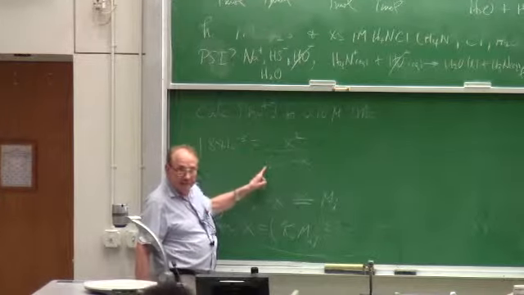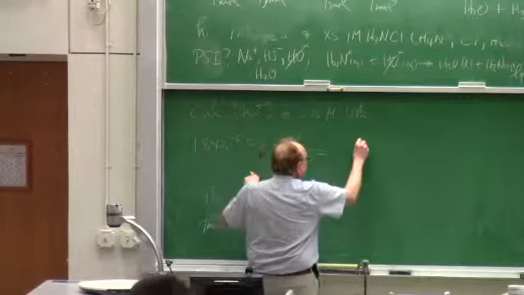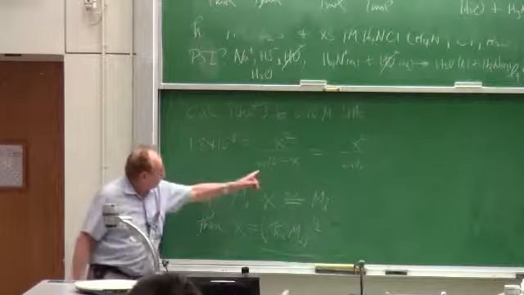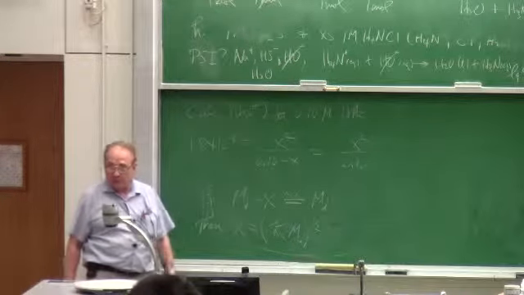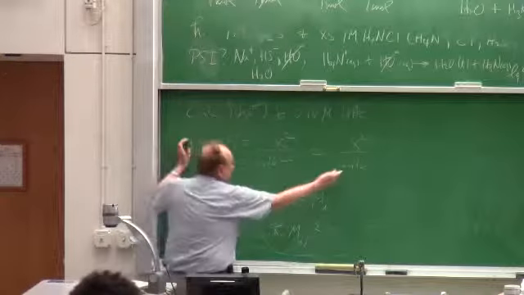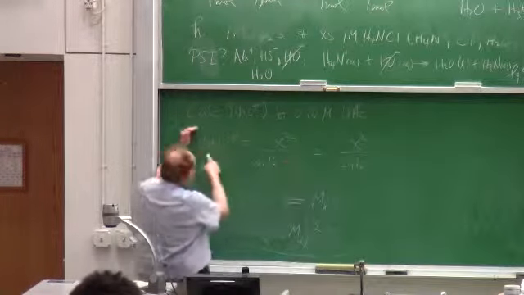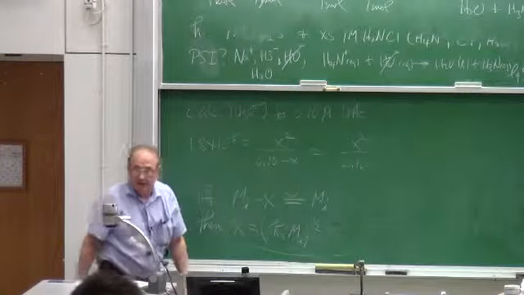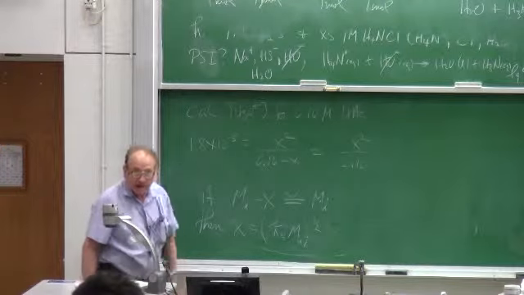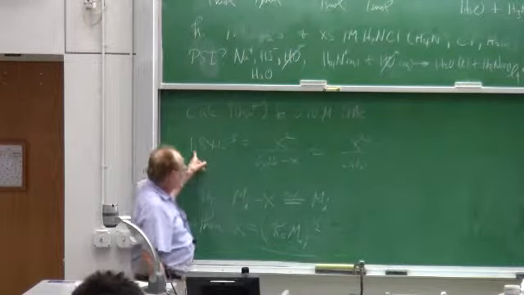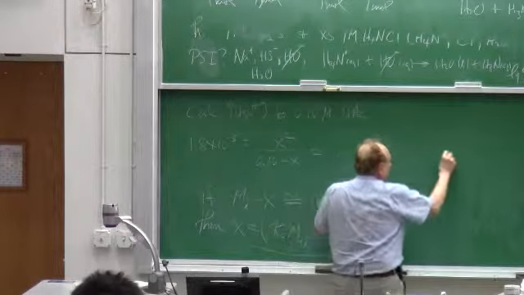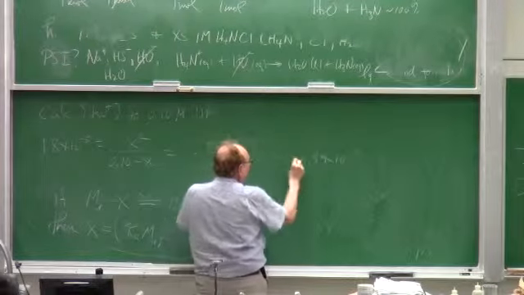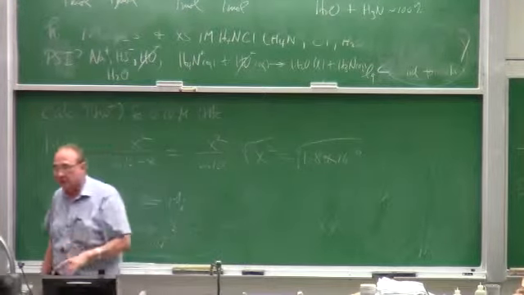If this is equal to this, because 0.10 minus x is the same as 0.10, then I cross multiply. Here's M sub I, here's Ka, x squared, so I take the square root of that and I get the hydronium ion molarity. Well, let's play that for this solution. 0.10 times this gives me 1.8 times 10 to the minus 6. All right? So if I want the hydronium ion molarity by this arithmetic, I do this.